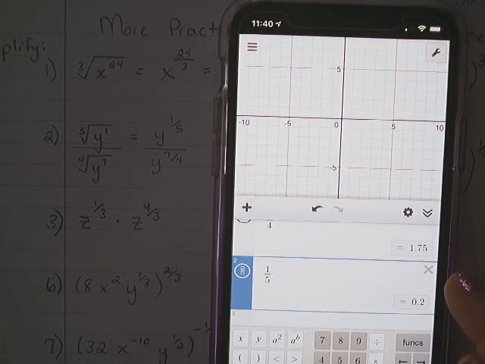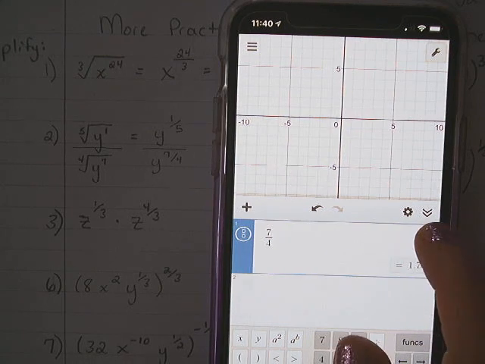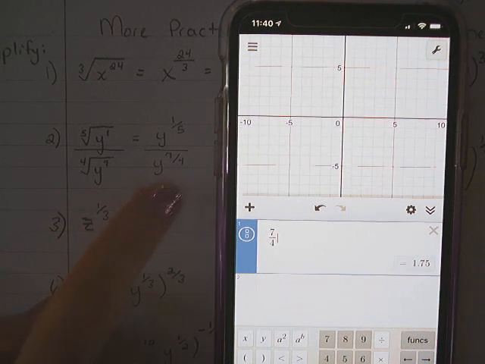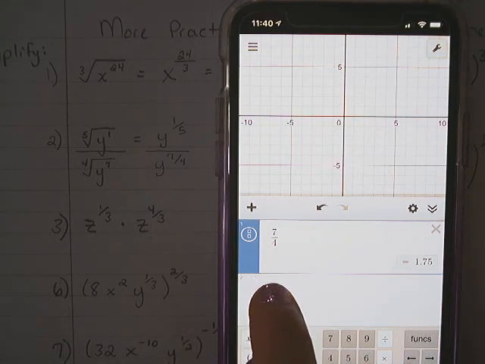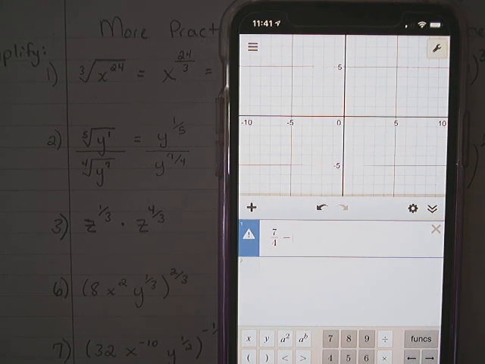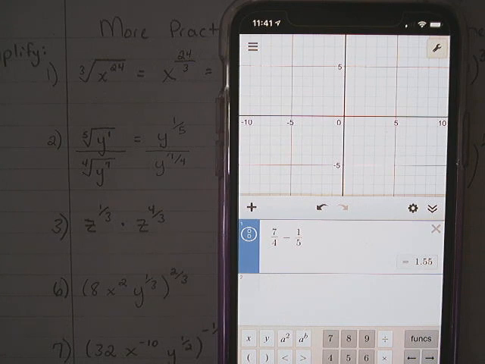Okay, so that you end up with a positive number, you're always going to start with your bigger number. So 7 over 4 is bigger, so I have to subtract them. So it'd be 7 over 4, and then I type in minus, and I'm going to type in the 1 over 5. So it'd be 1 divided by 5, and it automatically puts it as a fraction for you.